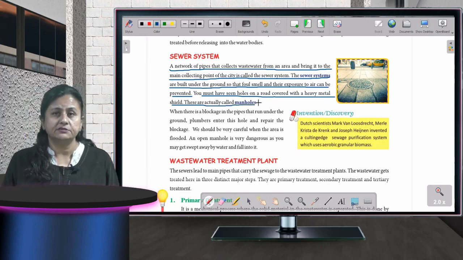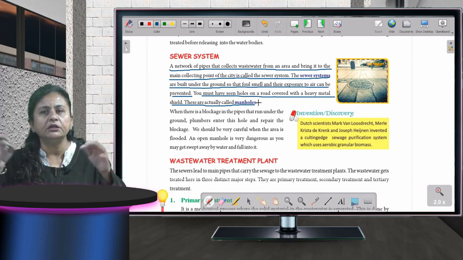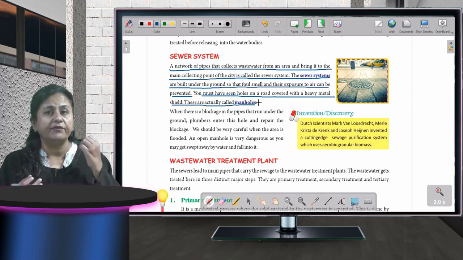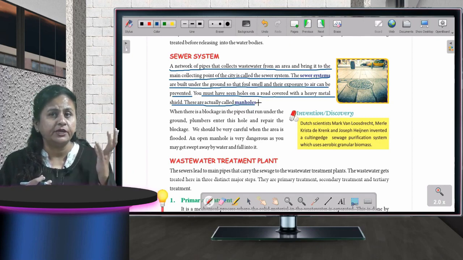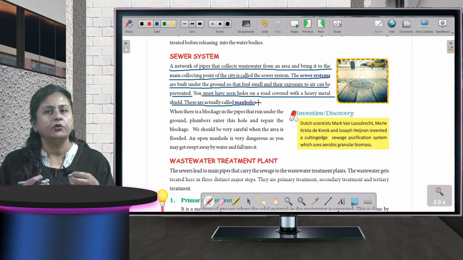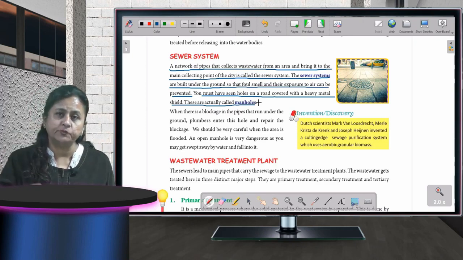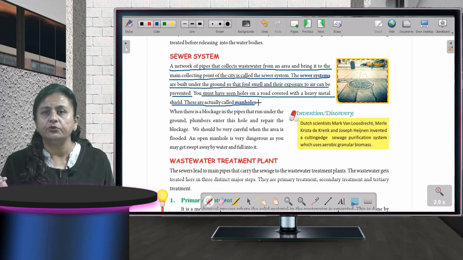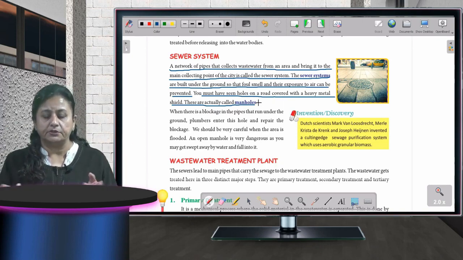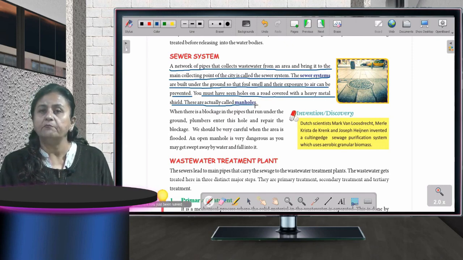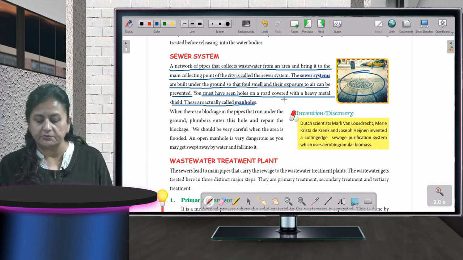What are sewers? It's an area where all the consumed dirty water is collected, because this dirty water has a very foul smell. Foul means dirty smell. You cannot tolerate the smell of that, and moreover, different gases are also formed. So this water has to be underground, and you must have seen on the roads, they are covered with a heavy metal shield, and these are called manholes. As you can see on the screen also, this is a manhole.